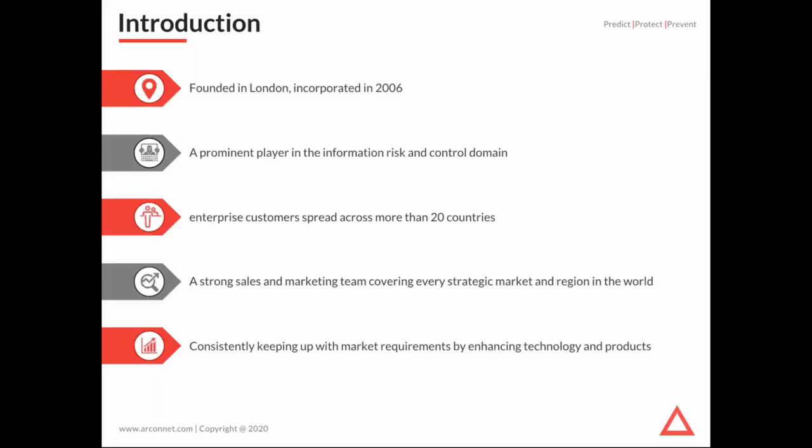We have enterprise-level customers spread across more than 20 countries. We have a strong sales and marketing team covering every strategic market and region in the world. We are consistently keeping up with market requirements by enhancing the technology and the product.